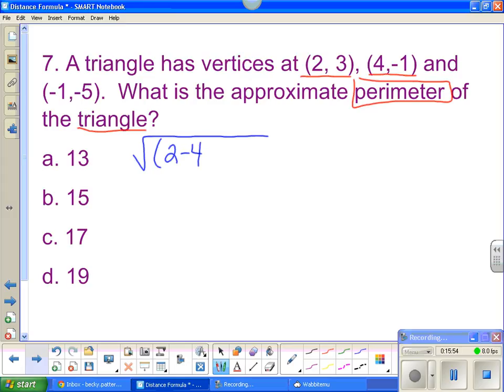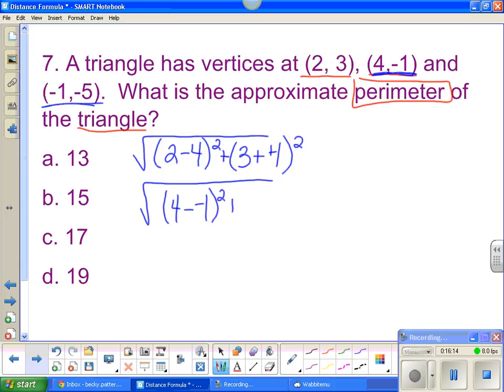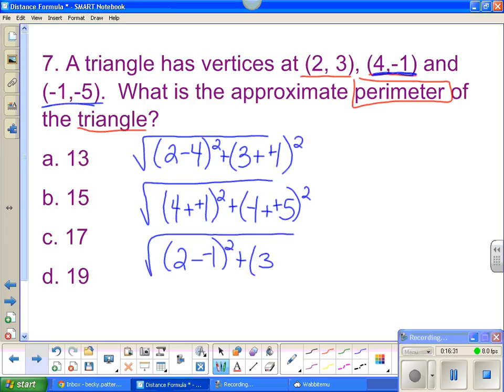X minus x squared plus y minus y squared. The next one, I'm going to do the second one and the third one. So 4 minus a minus 1 squared plus minus 1 minus a minus 5 squared. And then the last one, I'm going to do the first point and the last point. So 2 minus a minus 1 squared, 3 minus a minus 5 squared.